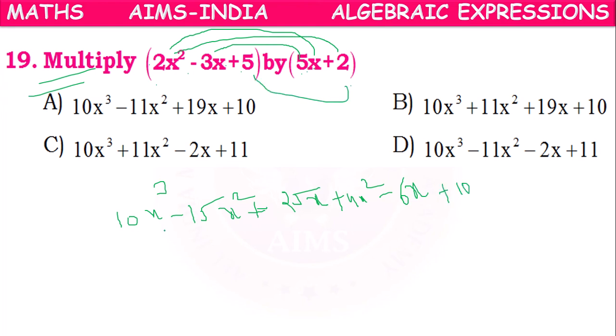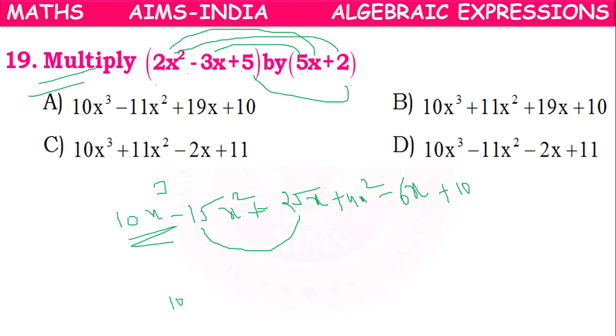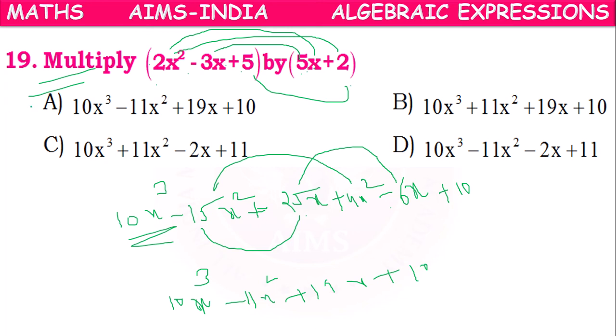Now, let's add the similar terms. 10x cube, only one term is there. So, we have only 1x cube term, let's keep as it is, minus 15x square plus 4x square, like terms, if we add them, minus 11x square will come, 25x minus 6x, like terms, 25 minus 6 equal to plus 19x, and we have constant 10. So, option A is correct.